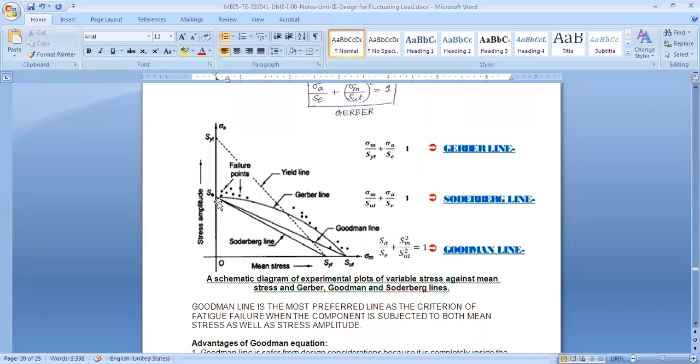That is the y-axis, that time mean is 0. That means sigma mean is 0. That means it's a completely reversed cycle. Just now we have seen in the previous diagram, when mean is 0, that max and min are equal but opposite, right? It's a completely reversed cycle that we have seen.